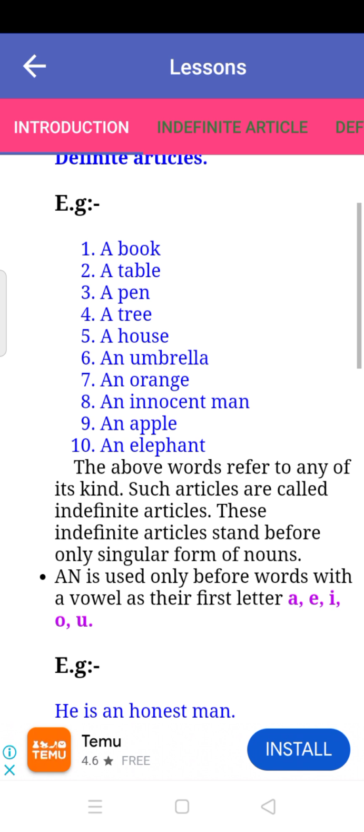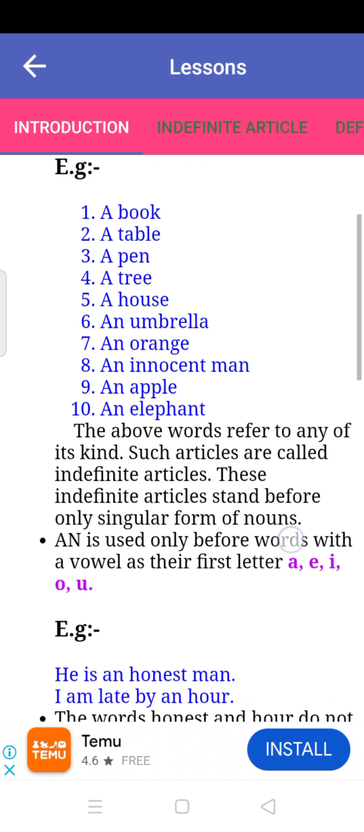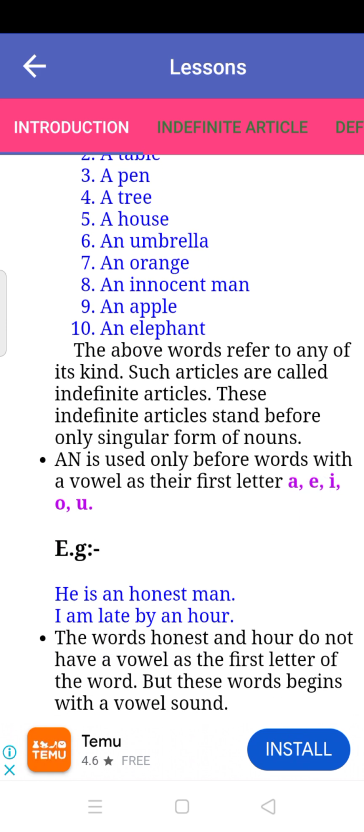There are some examples: a book, a table, a pen, a tree, a house, an umbrella, an orange, an innocent man, an apple, an elephant. The above words refer to any of its kind. Such articles are called indefinite articles. These indefinite articles stand before only the singular form of nouns.